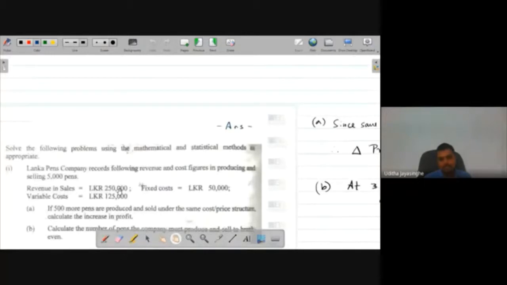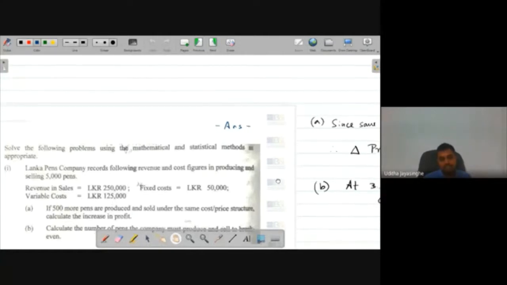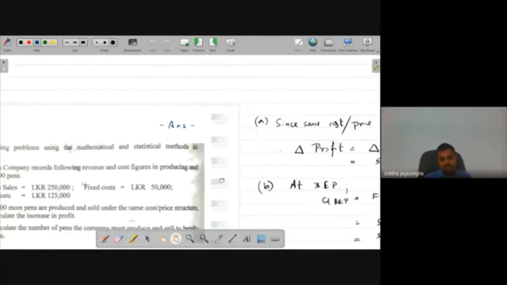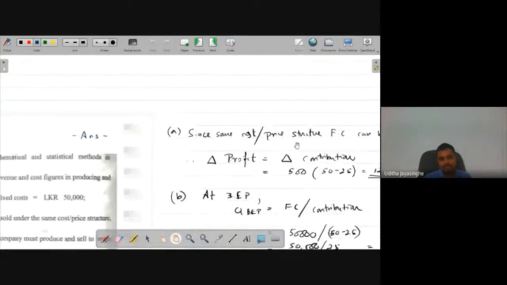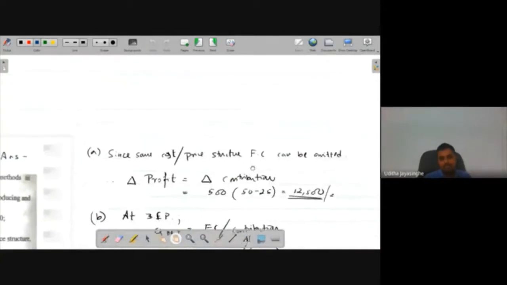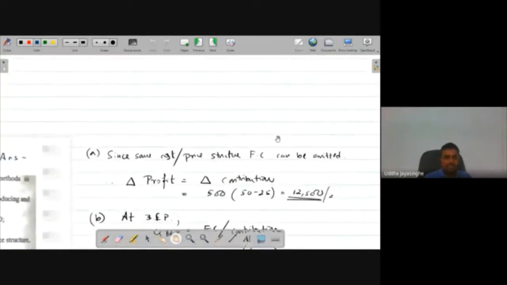You take the 250,000 divided by 5,000, that is the selling price, and the variable cost of 125,000 divided by 5,000 is going to give you this value of 25. So simply, the easiest way to get the answer for this question is to take the difference.